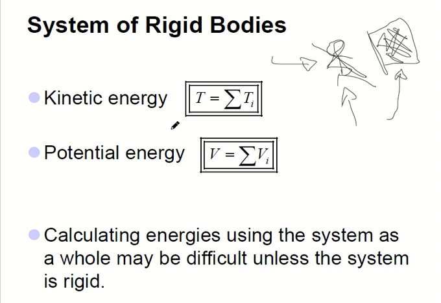So kinetic energy, we're going to write it T, and that's the sum of the kinetic energy of that system. I mean, it is going to refer to many different rigid bodies.